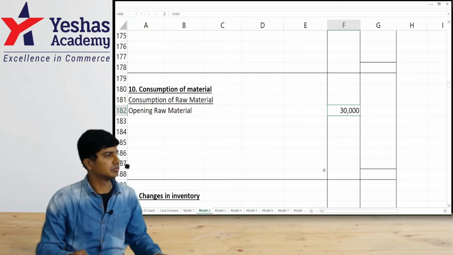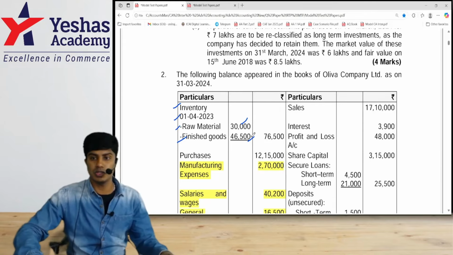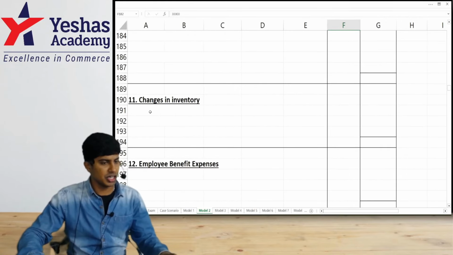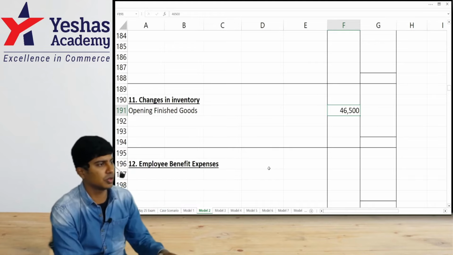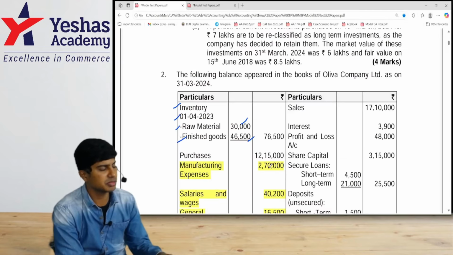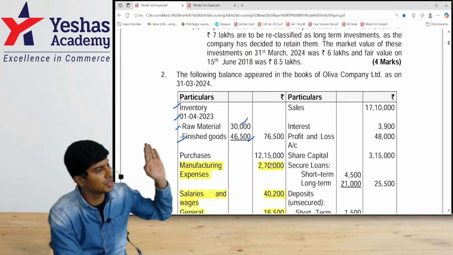Then the next item, finished goods. Finished goods opening will be used in changes in inventory. You should do opening minus closing or closing minus opening? Opening minus closing. In changes in inventory, I'll write opening finished goods. How much? 46,500. This will wait here. Once I identify closing inventory, then I deduct it and post it over. Sir, I know it's there in the adjustment. Don't jump. Always go in the order. Always go in the order. Then we have the next item, purchases.